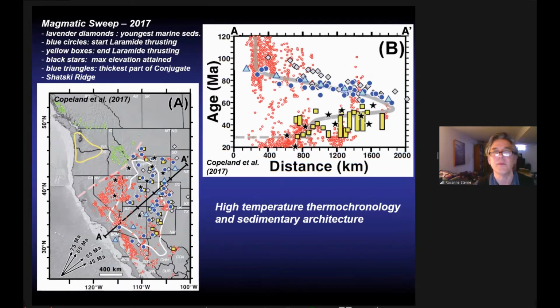published this paper, and it looks like here we go. We've got their reference here. But he did his own sweep diagram, so age again on the vertical axis, distance from the trench. But he added in the eastern sweep of the foreland basins.